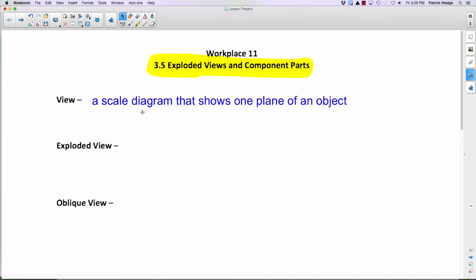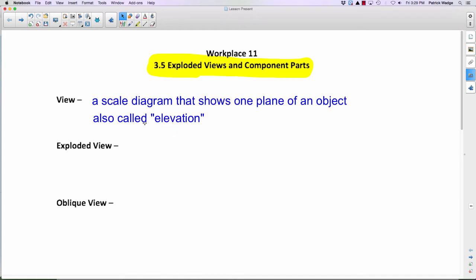Hey, you know what that is. We've talked about scale diagrams. That shows one plane of an object. It's also called an elevation. Although I have to admit, it doesn't really sit right with me. Like, if I say, oh, this view of an object, that's the same as saying this elevation of an object. It just doesn't sound right to me. But that's what I've been told, or I read. It's also an elevation. So we're going to look at two things.